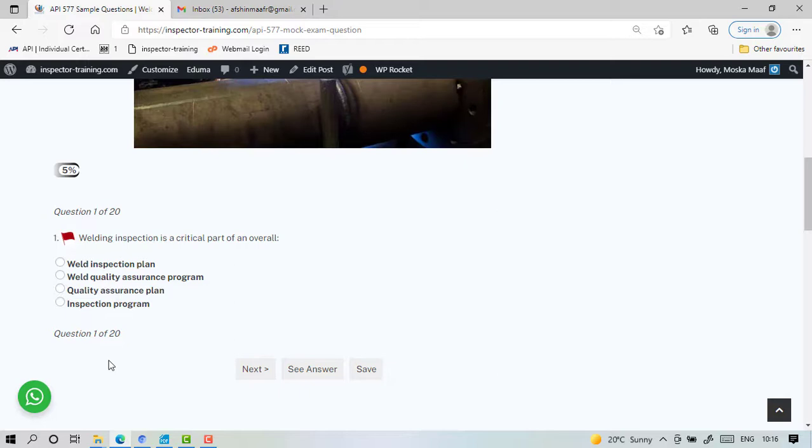Welding inspection is a critical part of the overall weld quality assurance program. So when you have a program that describes the overall of what you are doing and in each situation how you handle it, weld inspection is actually part of it.